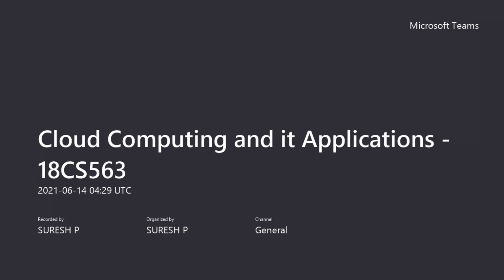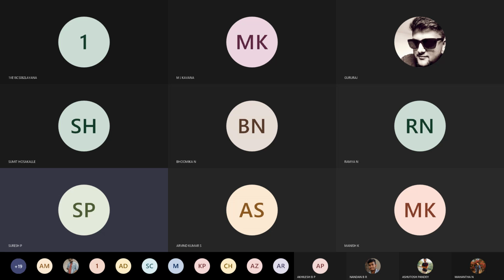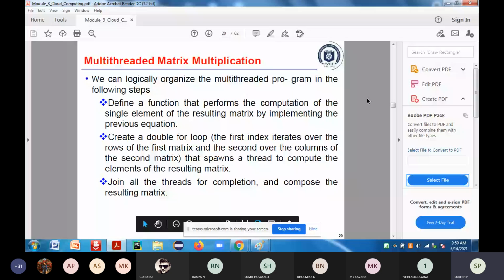Multiplication is going to happen. So now, if you take the matrix multiplication here, it is going to perform the computation of a single element of the resultant matrix by implementing different equations. There are several methods which have been used to perform matrix multiplication. Here it is going to take two matrices and produce another matrix as a result.